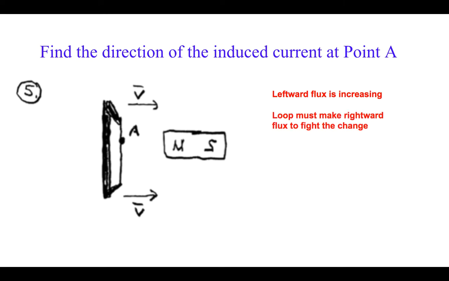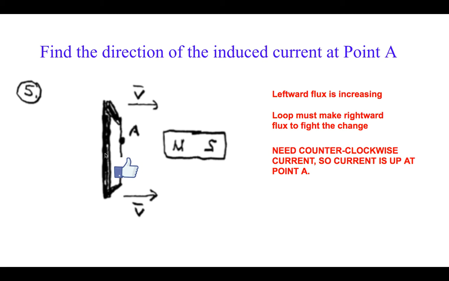And let's see, rightward flux, that's going to look like running the current upward through point A and then downward through this segment here that's closer to you. That's going to help make rightward flux. And so it looks like we're going to want to run the current upward through point A, or counterclockwise anyway from the perspective that we have with this loop.